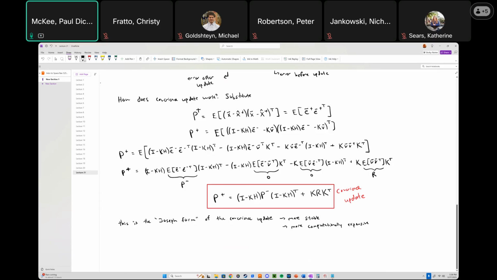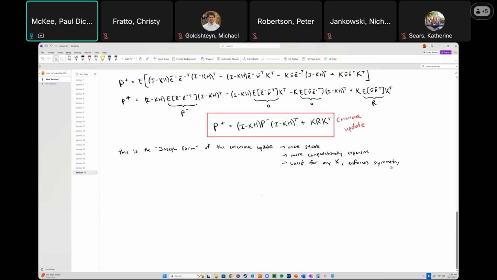This is also valid for any K. It enforces symmetry. Okay. So now we said, okay, what order do I want to do this in? Let's talk about the Kalman gain next. We've skipped it for too long. It's finally time to go back and talk about the Kalman gain.